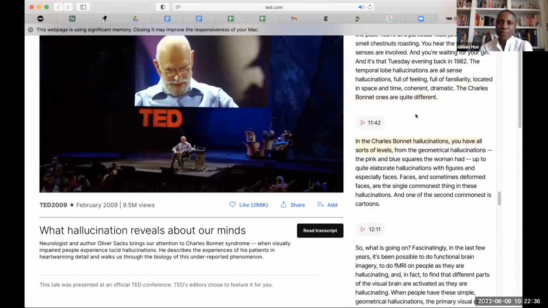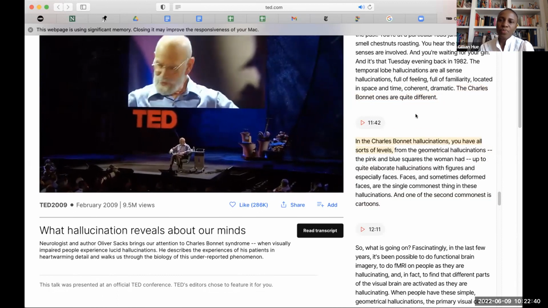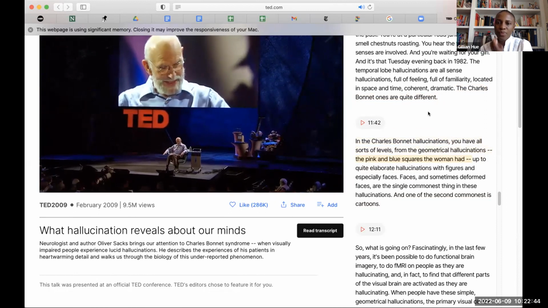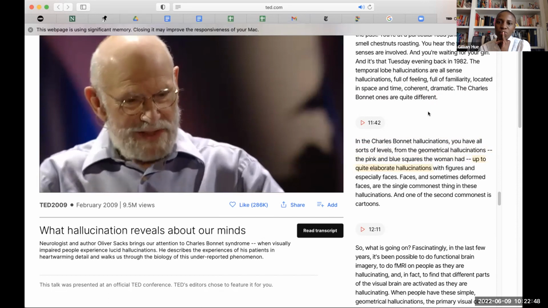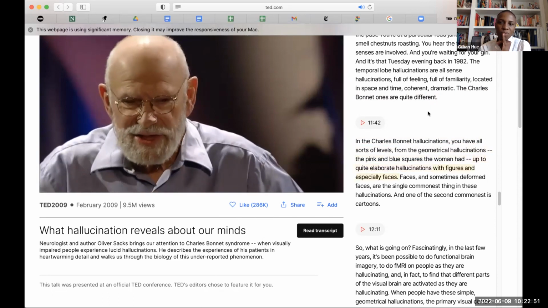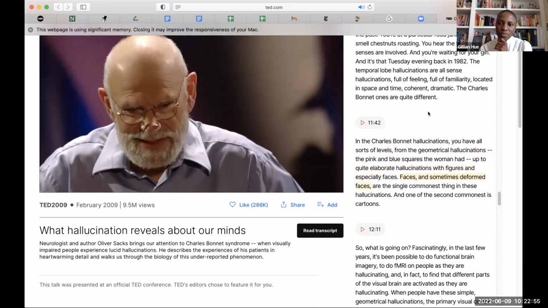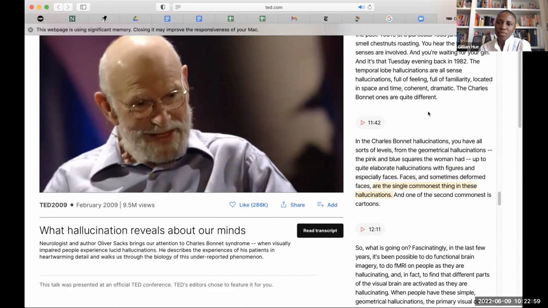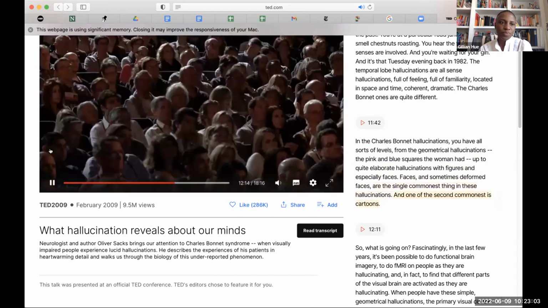These Charles Bonnet hallucinations, you have all sorts of levels, from the geometrical hallucinations, the pink and blue squares the woman had, up to quite elaborate hallucinations with figures and especially faces. Faces, and sometimes deformed faces, are the single commonest thing in these hallucinations. And one of the second commonest is cartoons.